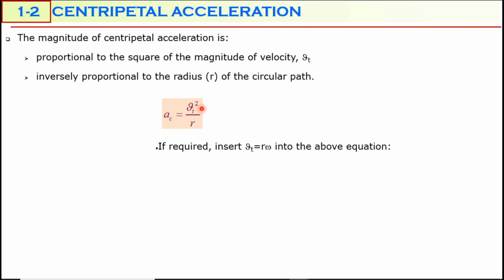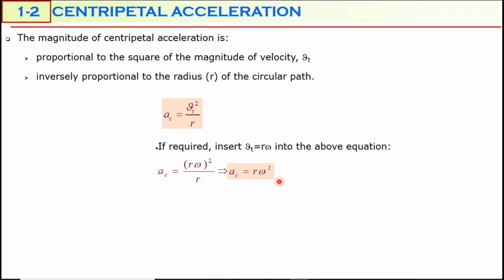And sometimes we can insert, instead of v_t, r times omega. Remember, tangential speed is equal to r times omega. If we insert it here, it is also possible to write this equation in terms of angular speed: r squared omega squared over r, so the squares simplify. You will get a second equivalent version of centripetal acceleration: the radius of the circular path multiplied by the square of the angular speed of that moving object. So you can also calculate centripetal acceleration by this one.